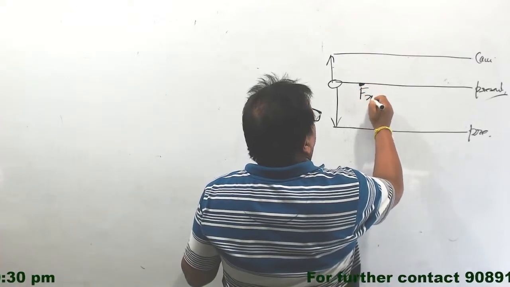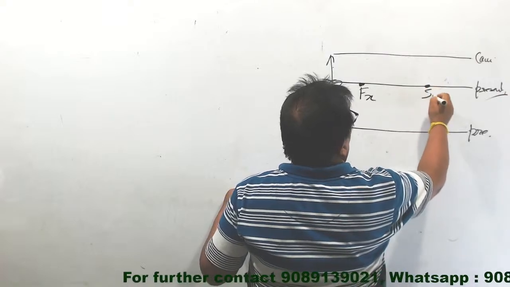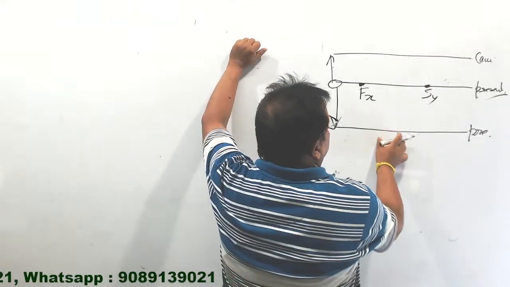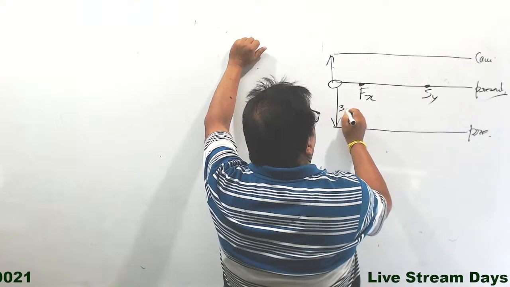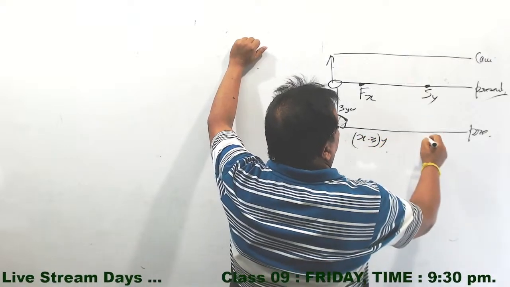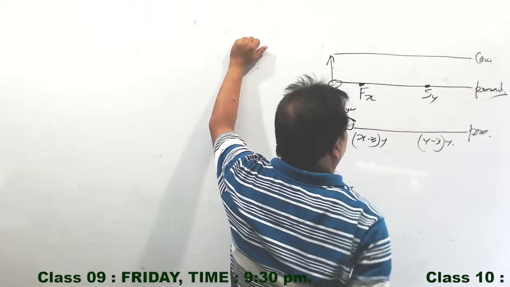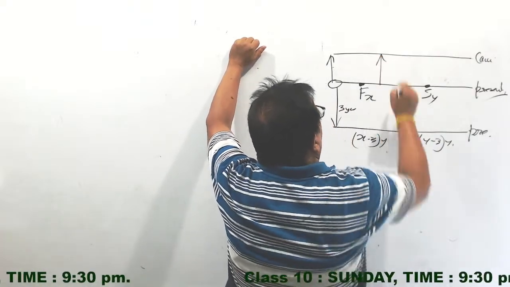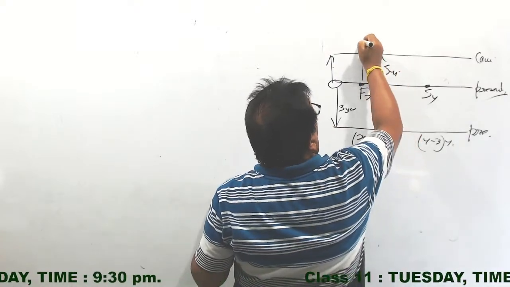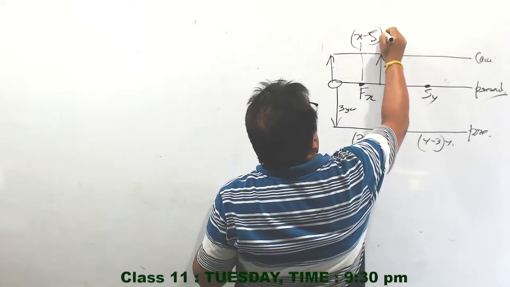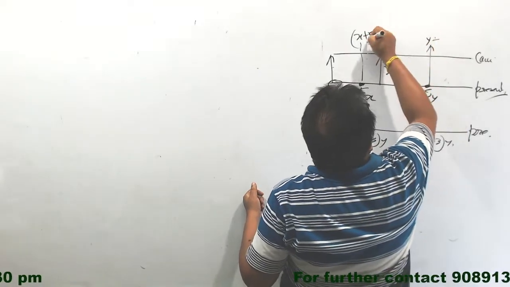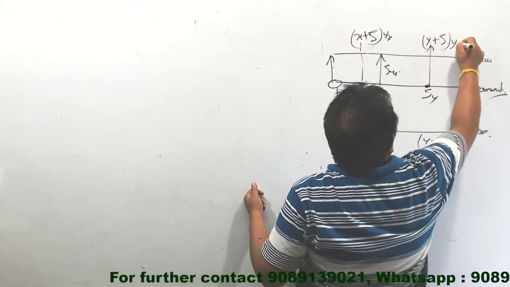Say the father's present age is x years, and the son's present age is y years. We do not know. So for a previous time, say 3 years before, the ages will be x minus 3 and y minus 3. And after 5 years, the ages will be x plus 5 and y plus 5. Understood?